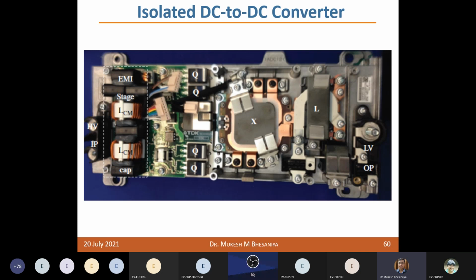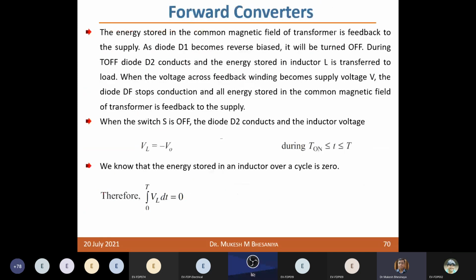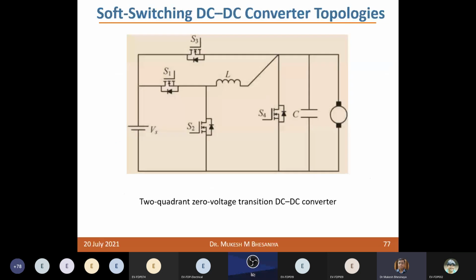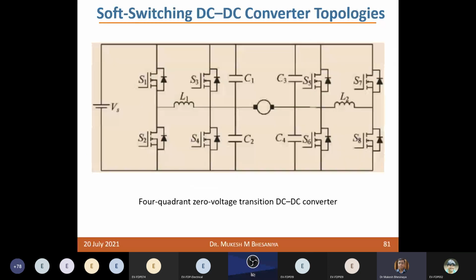Ultimately, the flyback converter is derived from the buck-boost converter. These are transformer-based converters, so this type of configuration can also be used. I will not go into the detailed operations of this, but once you have understood the basic operations of these converters, you can easily derive other aspects of this. I will upload this PPT.